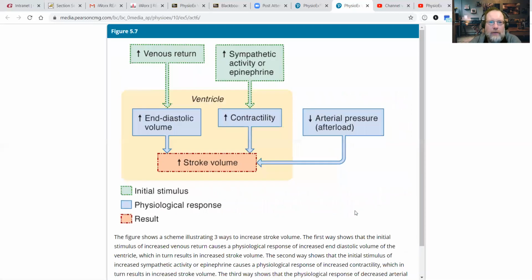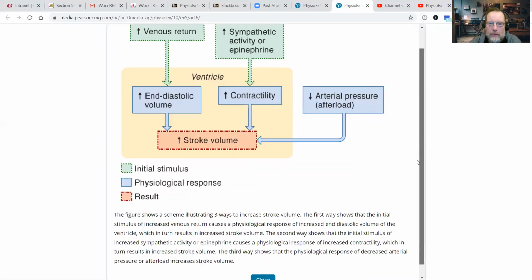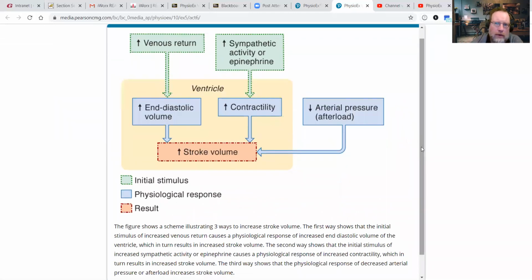There are several other factors. Again, this figure, I don't know if any of you click on those when you're doing your PhysioExes, but they are generally pretty helpful. All this is trying to show is that if we have an increase in venous return, that means more blood is going to the heart, or that means a greater end diastolic volume. Okay, the EDV, so more blood going into the heart means we could also label it a higher EDV or end diastolic volume.